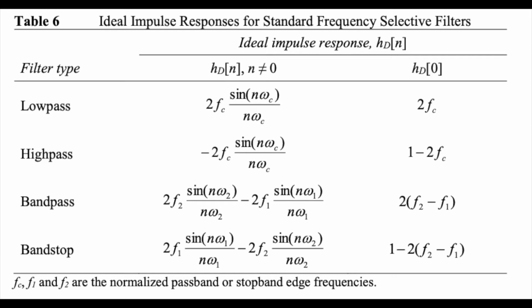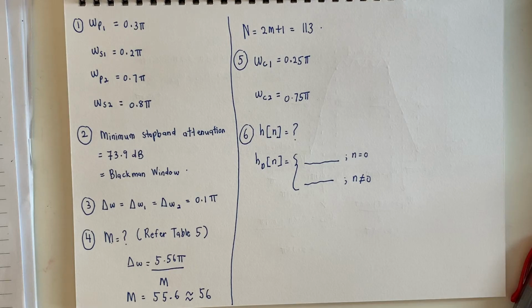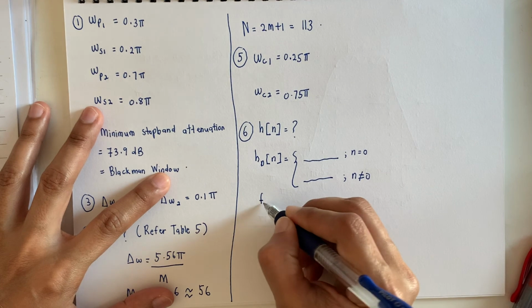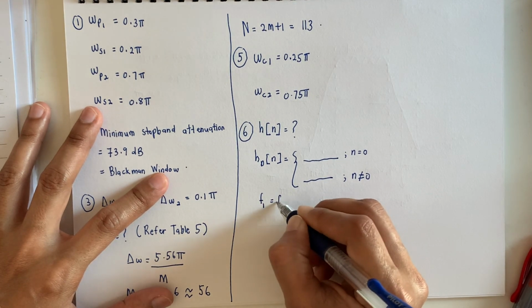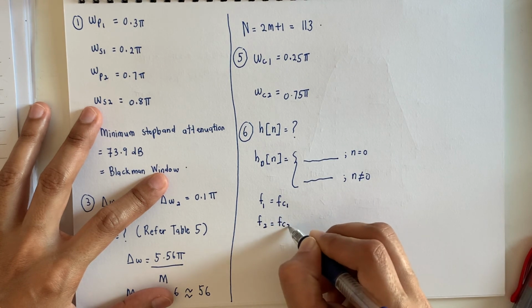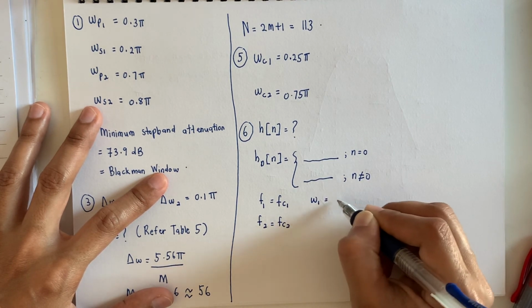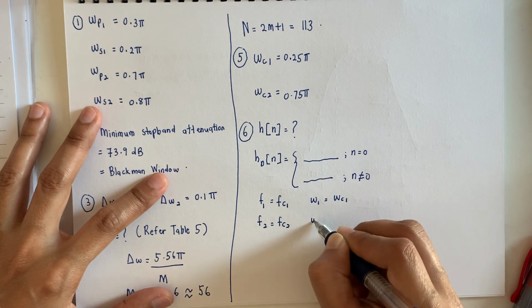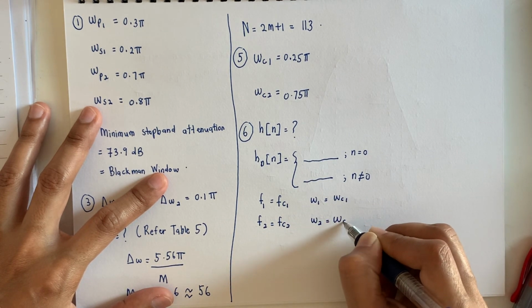So please, when you look at table number 6 for bandpass and bandstop, if you look at the equation, you find that we have 2f1 and so on, omega 1, minus 2f2 and so on, omega 2. You see that equation, you see that symbol. So basically f1 is your fc1, f2 is your fc2, omega 1 is your omega c1, omega 2 is your omega c2.